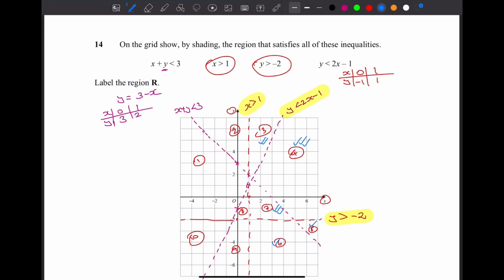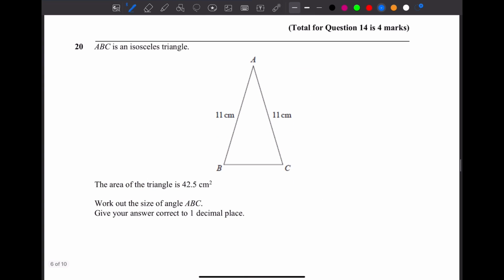Okay, you only do the ones that you take previously anyways, right? And then the other one, the last and final one: x plus y is less than 3. Less than means underneath it, which is that one. So that's the region R, and you label it R. Okay. Good.